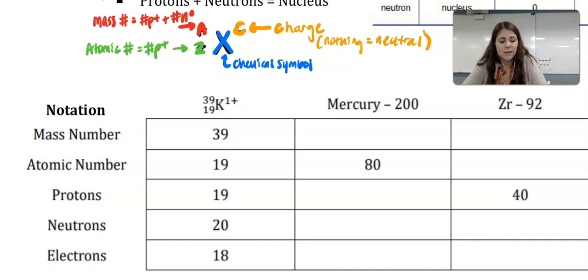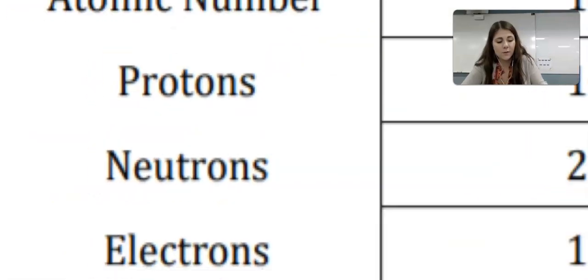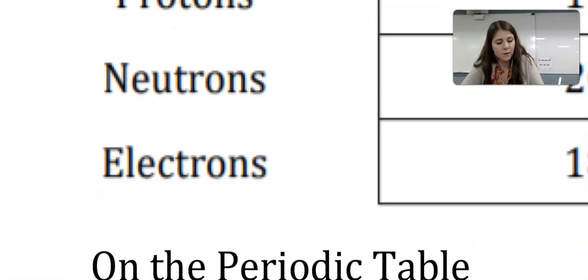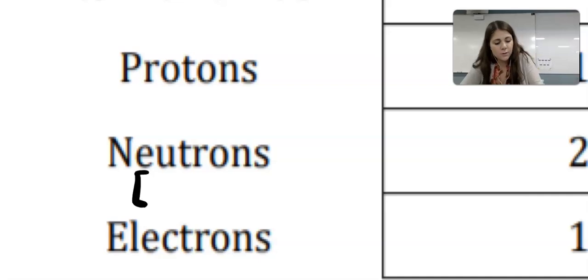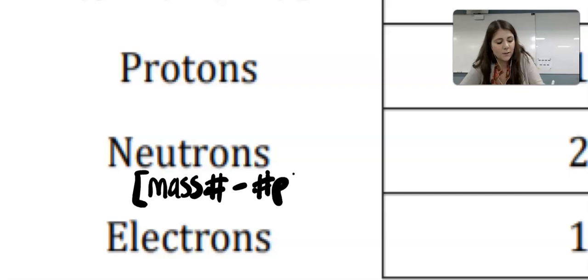So here to fill this in, I put 39 for the mass number because that's what that told me right here. Atomic number is going to be this number right here. These two, atomic number and protons, will always be the same number. Neutrons, the only way to find neutrons is to take the mass number and subtract atomic number, and I'll write that off to the side right here. So here, to find neutrons, we'll do mass number minus number of protons, and that will get us number of neutrons.